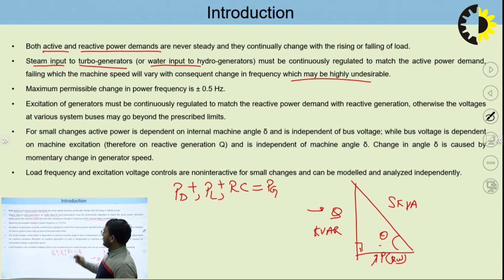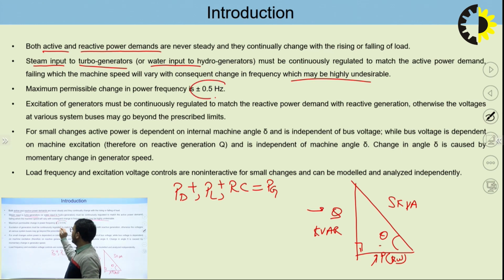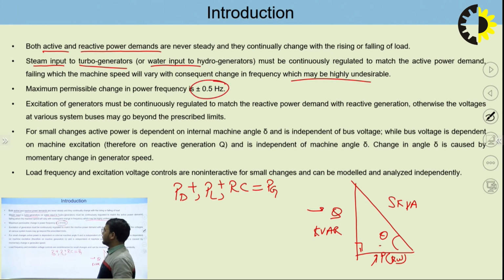We know that the maximum permissible change in the frequency is plus or minus 0.5 hertz. In India, 50 hertz is the frequency applicable all over the country, and the permissible change is plus or minus 0.5. So 49.5 to 50.5 is the maximum range. Above this and below this, the grid will fail.